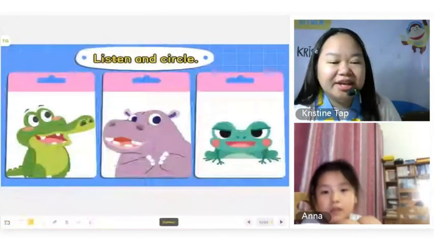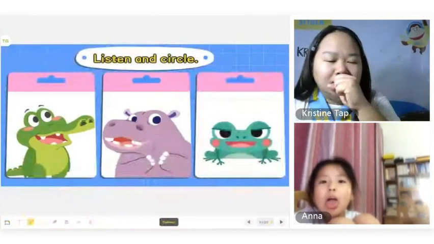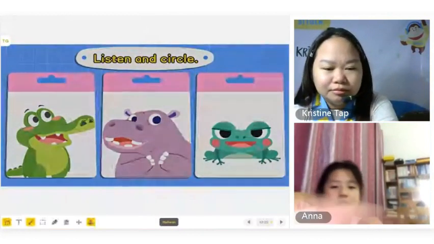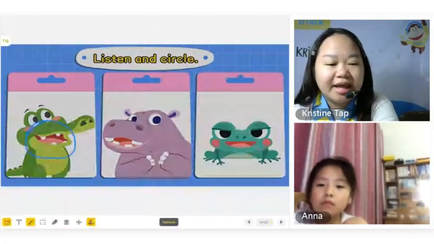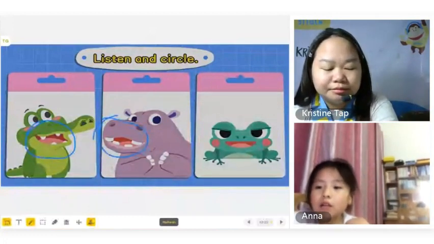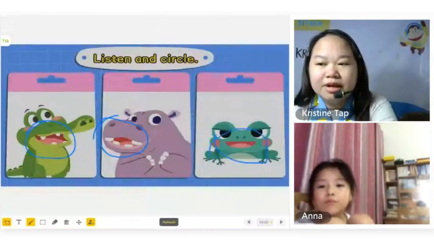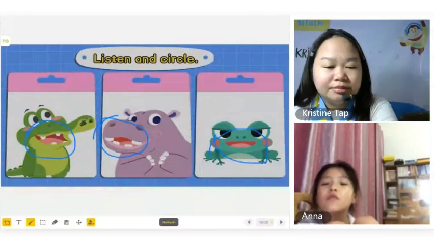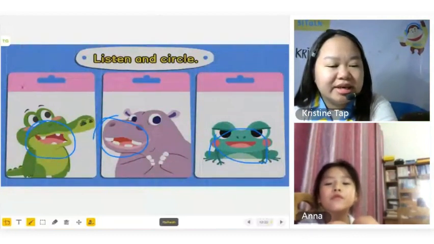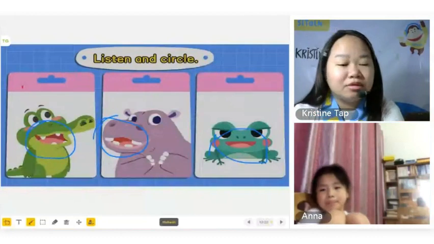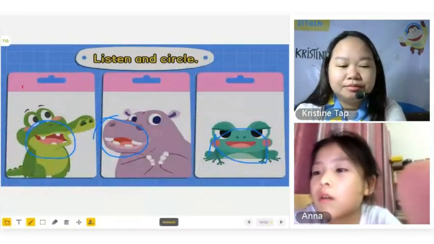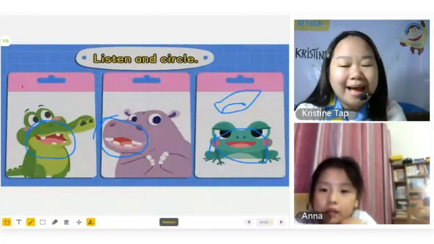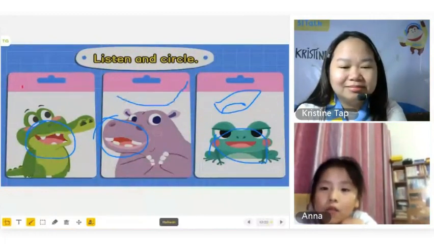So now, can you circle where is the mouth? Circle the mouth. Okay, very good. So number one, this is a crocodile mouth. A crocodile mouth.